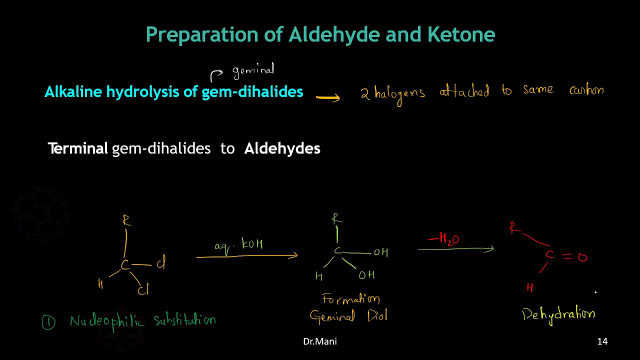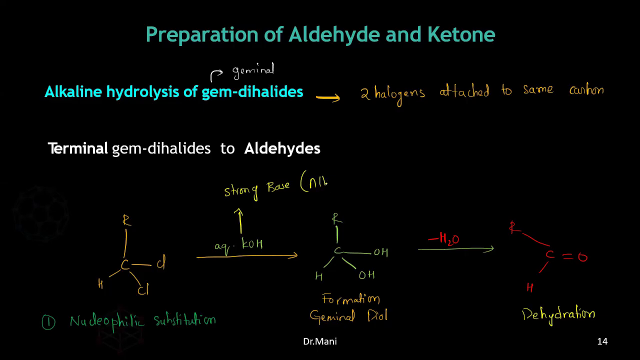So just know what the geminal dihalides are. These are the compounds where two halogen atoms attach to the same carbon. Okay, and this is called alkaline hydrolysis. So why do we call this alkaline hydrolysis? Suppose you see here, that's potassium hydroxide, which is a strong base. And the base is called alkaline. We know acidic and alkaline. So here it is a base, so we call it alkaline.